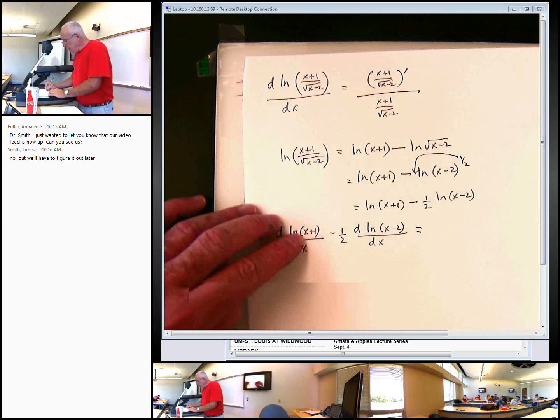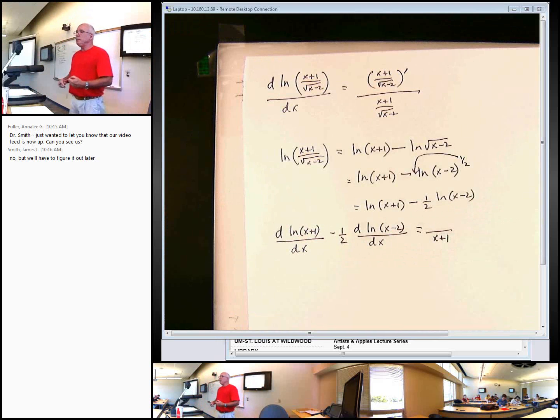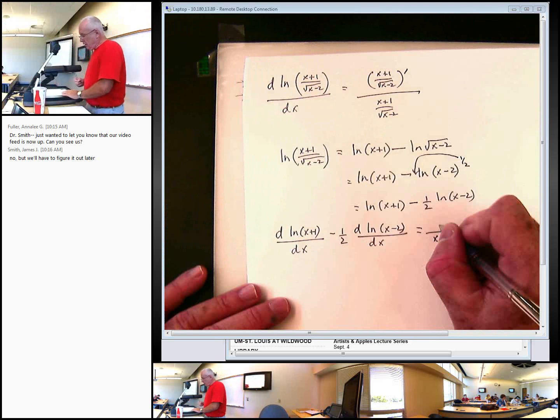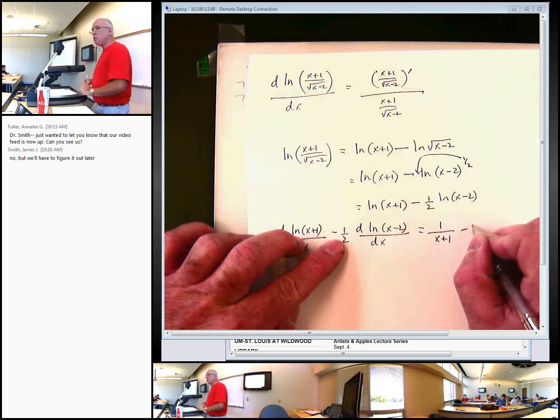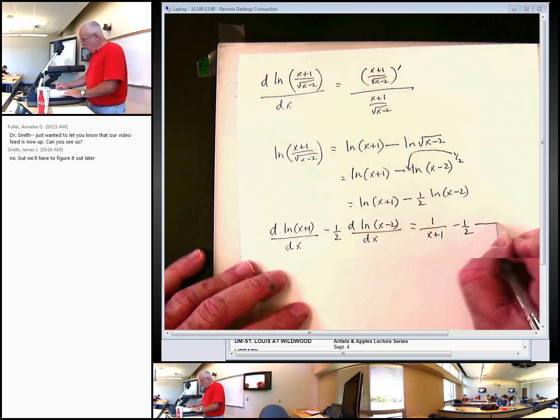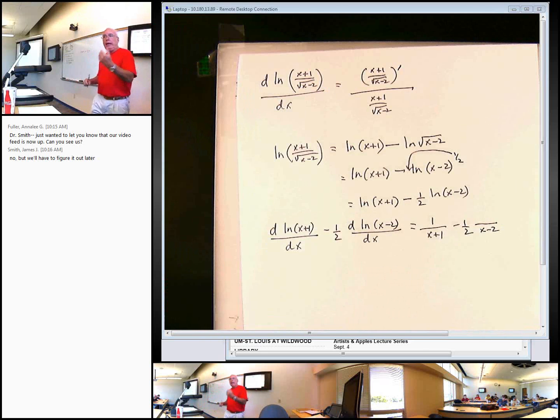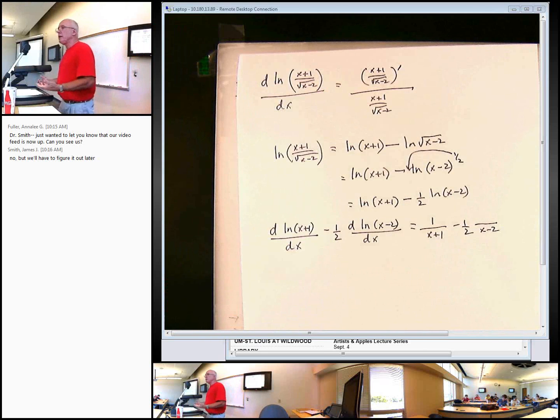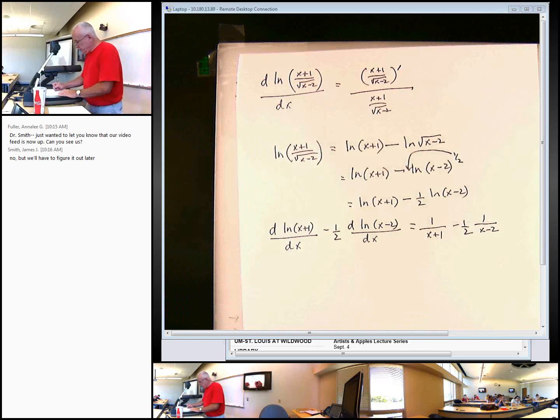The first one is going to be x plus 1 in the denominator, but what's the derivative of x plus 1 for the numerator? 1, yeah, it's just 1. So that's our derivative of the first term, and then we put in our minus 1/2, and then let's do the derivative of the second term. Okay, again, we put our inside function down in the bottom, x minus 2, and again, what do we get for the derivative of x minus 2? We also get 1. So here's our answer.